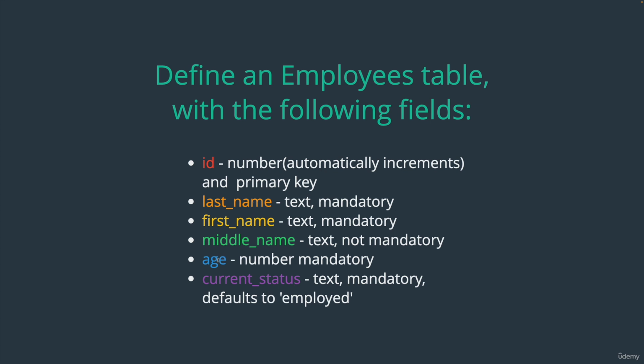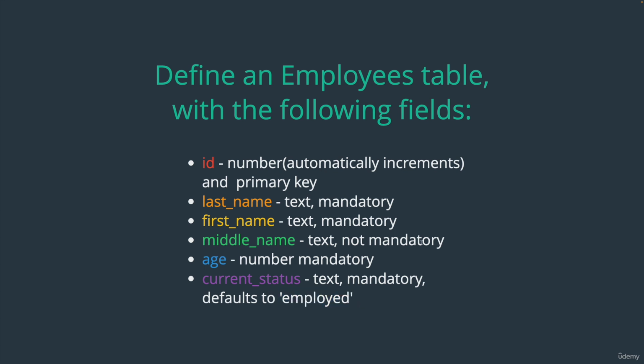And then we have age. Age is also a number. We only know integer, so it's an integer for now, and it is required. And then current status would be, if the employee is currently employed by us, if they are a contractor, if they have been let go, if they're on paid leave or something. But it is text. It is required. It's mandatory. It cannot be null. But it will have a default value of employed.